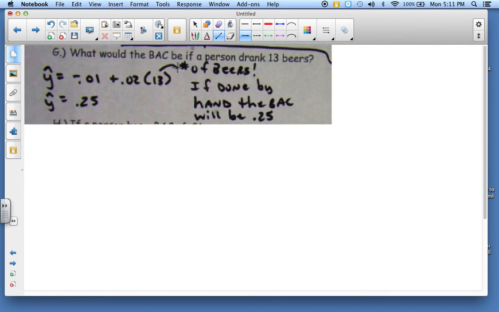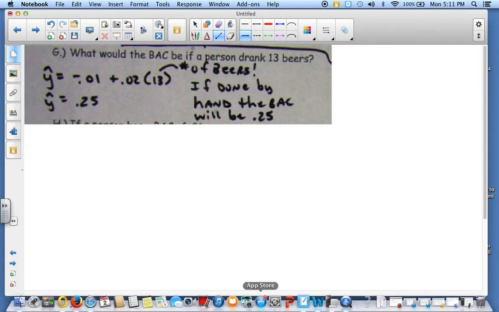Now, what would the blood alcohol content be if a person drank 13 beers? Well, algebraically, what we do is we take our line of best fit, our equation of the line, our LSRL. We plug in 13 for x, and then we end up getting y hat is equal to 0.25. If done by hand, this will be 0.25, so the blood alcohol content is 0.25.